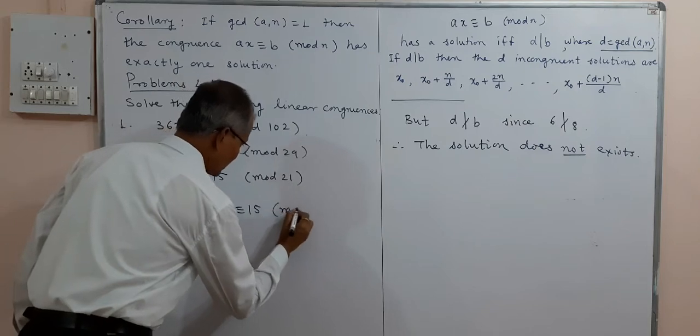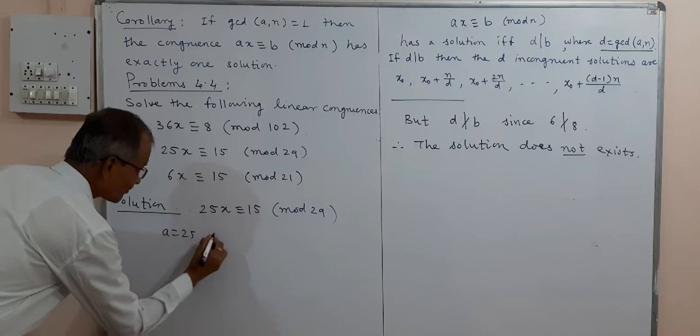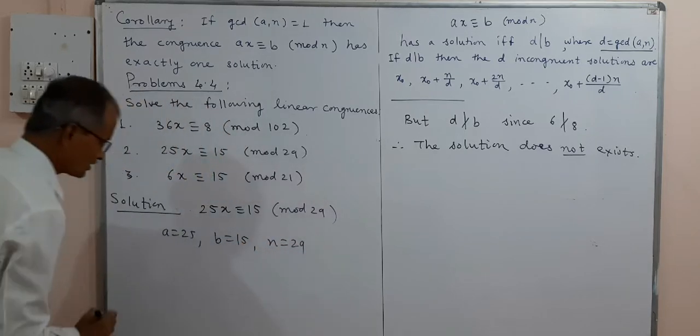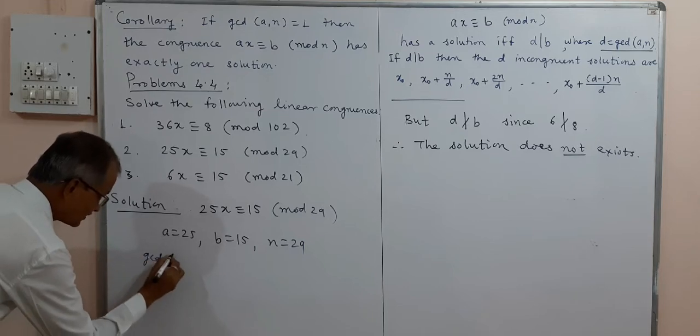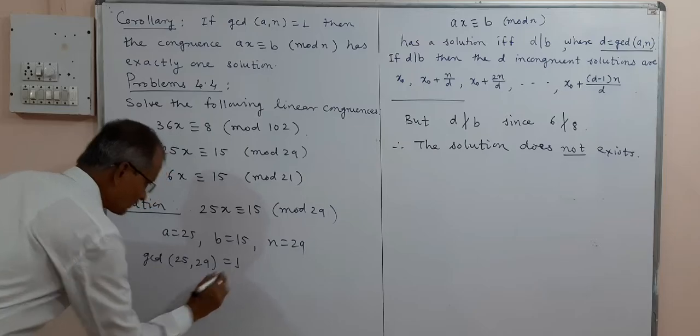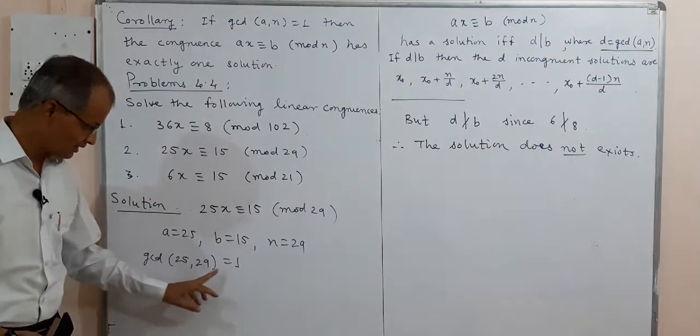Modulo 29. What is the value of A? 25. The value of B is 15. The value of N is 29. And what is the GCD of A and N? GCD of 25 and 29. Clearly it is 1, relatively prime. 25 and 29 are relatively prime, therefore the GCD is 1.